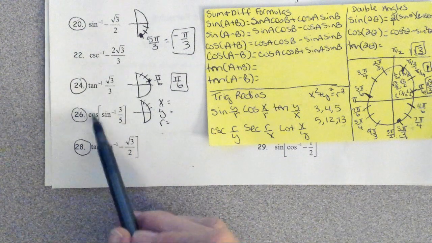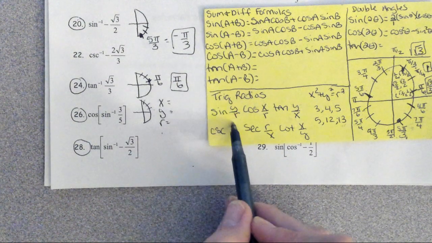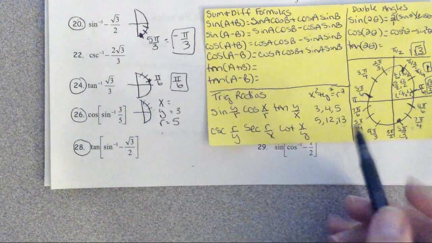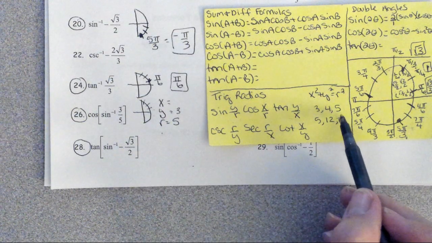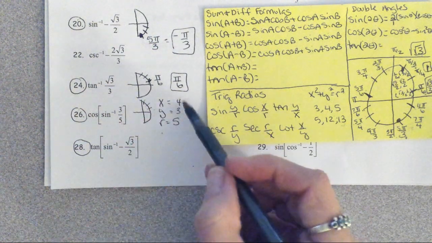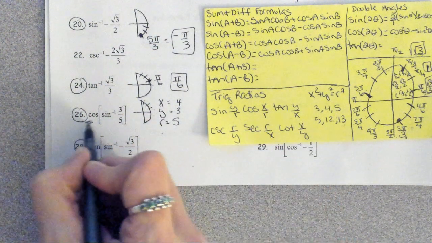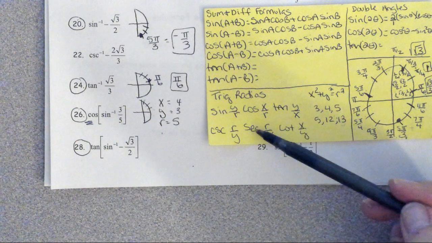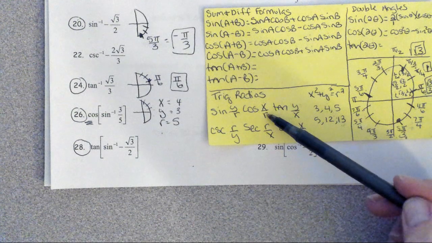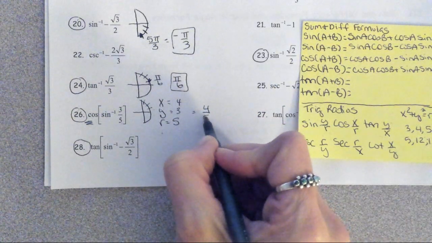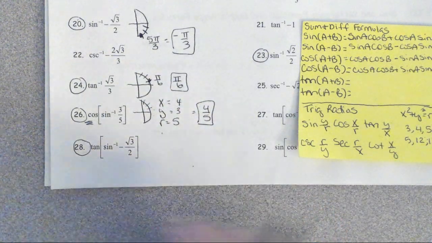And I know that if I have sine, the y is on top and the r is on bottom. So my y is 3, my r is 5, and that happens to be one of my triples. If I have a 3 and a 5, the 4 always goes along for the ride. So now that I know my x, my y, and my r, I can go answer the question. They want to know, what is cosine? Well, cosine is always going to be the x value over the r value. My x is 4, my r is 5, so my answer is 4 over 5.